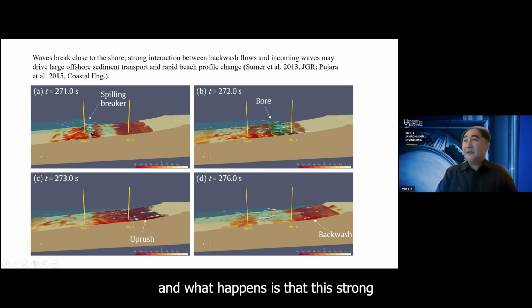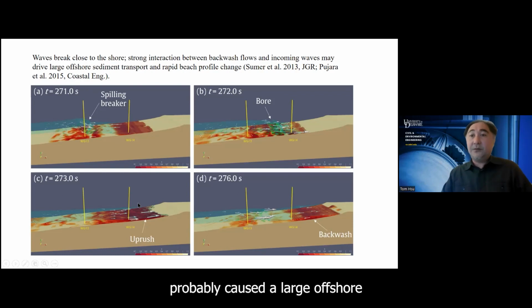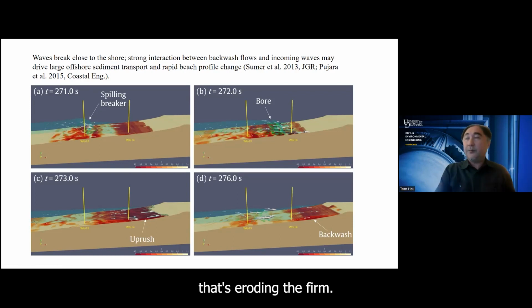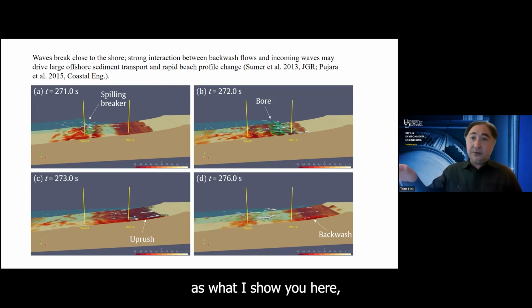And what happened is that this strong interaction, in a sort of complex swash motion, backwash interacting with the incoming wave, probably caused a large offshore sediment transport that's eroding the berm. But of course, this is a pretty high resolution computational fluid dynamics simulation. What I show you here is that there's no sediment transport. It's just simulating the hydrodynamics.